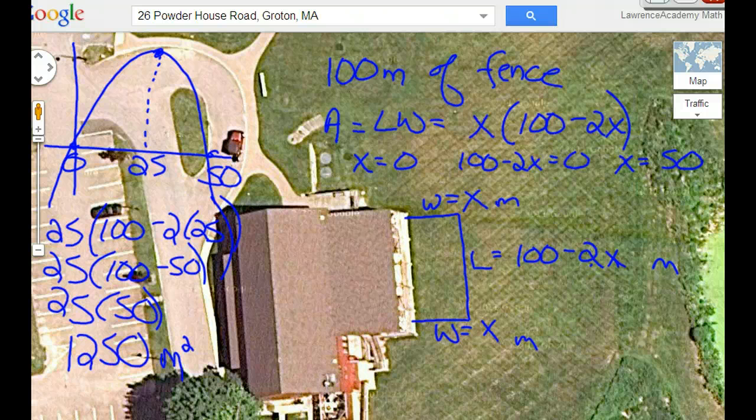So we know the area is 1,250 square meters, but what are the dimensions? Well, we had figured it out earlier, that x, the width, was equal to 25. That's true at the top. That's true at the bottom. The length, then, is 100 minus 2 times 25, or the length is 50. These, again, of course, in the unit of measure that we've chosen, are all in meters.